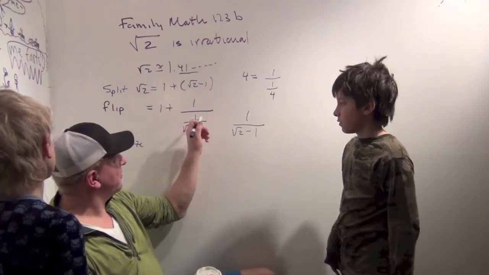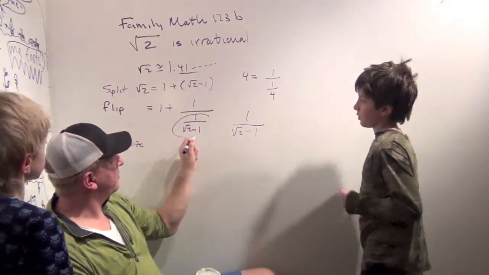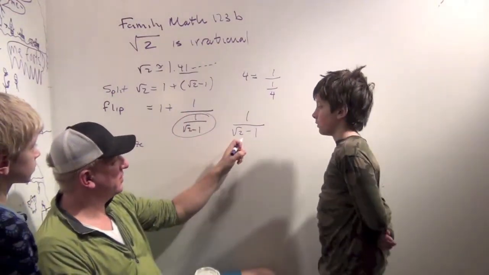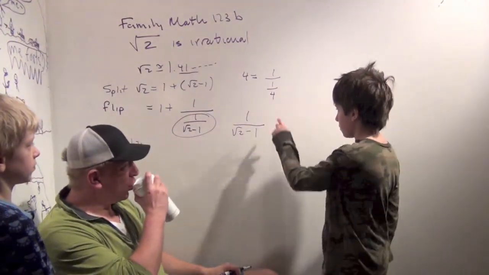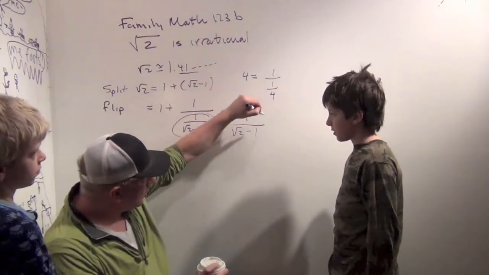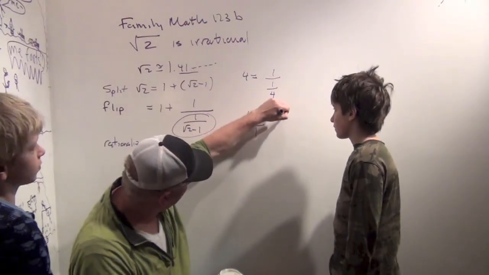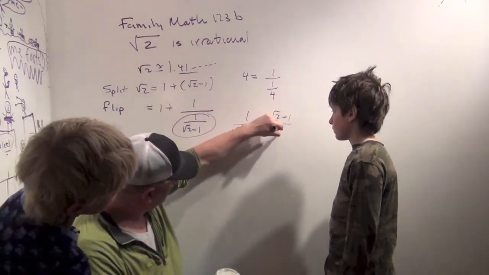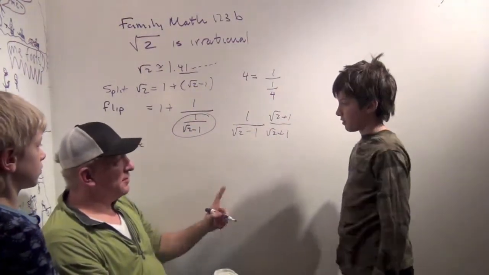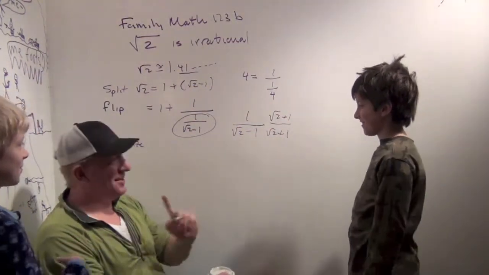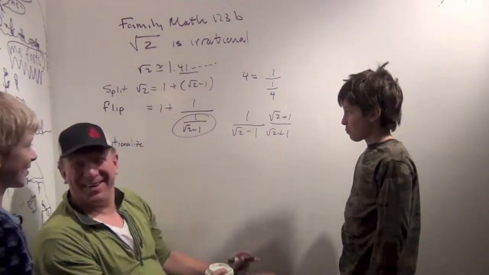In other words, for this fraction, we want to get rid of the square roots in the denominator. Do you remember how to do that? You multiply by the square root of 2 plus 1 over the square root of 2 plus 1. And that's called rationalizing the denominator, because you get a difference of squares here. A difference of squares.